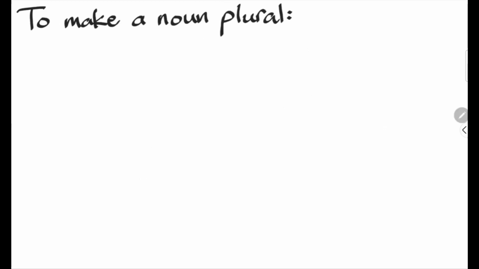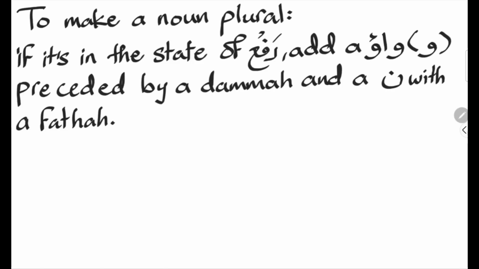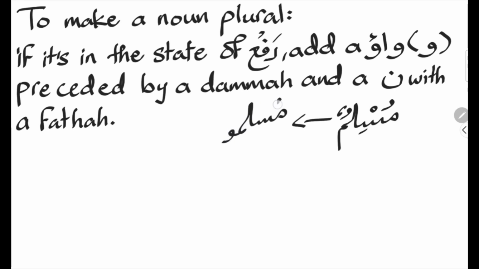Now to make a noun plural, if it's in the state of rafa, add a waw preceded by a dhamma and a noon with a fatha. So for example, if you want to convert the word muslimun to plural, you're going to take the word muslimun, and at the end of muslimun, you're going to add a waw preceded by a dhamma and a noon with a fatha. So muslimun will become muslimuna. This is in the state of rafa.